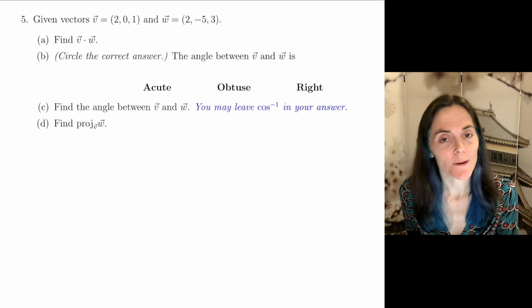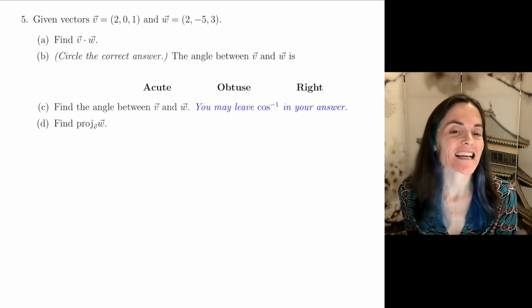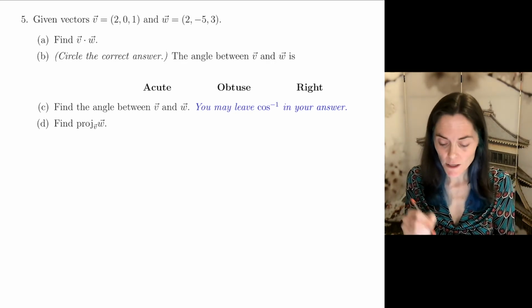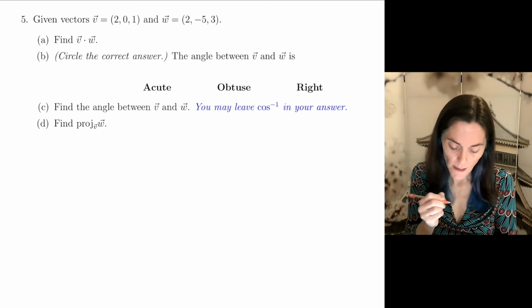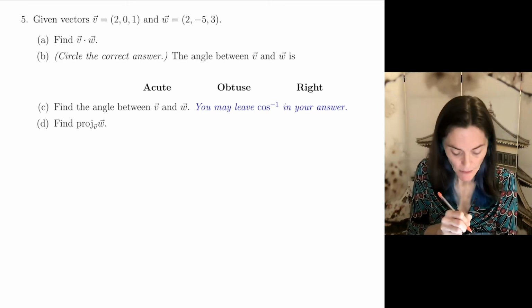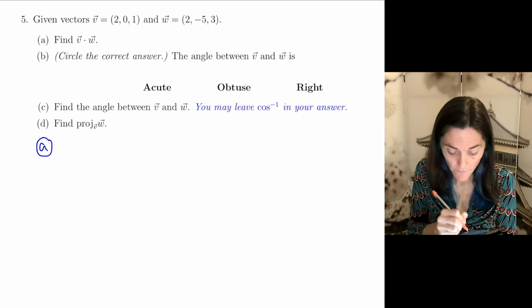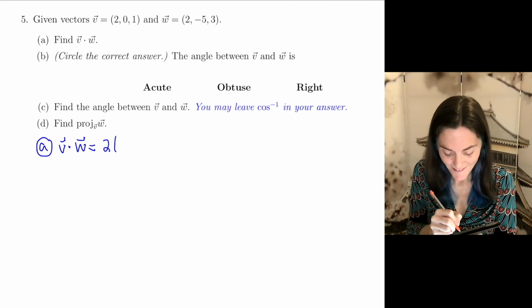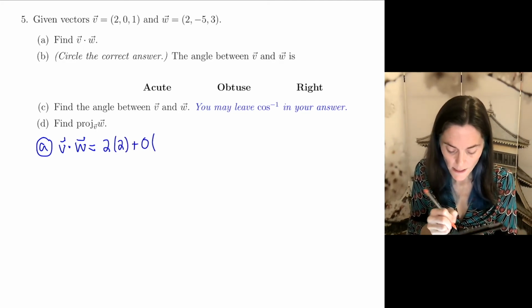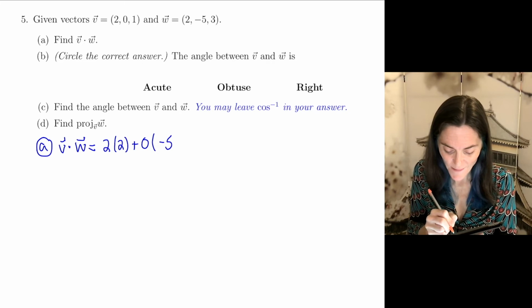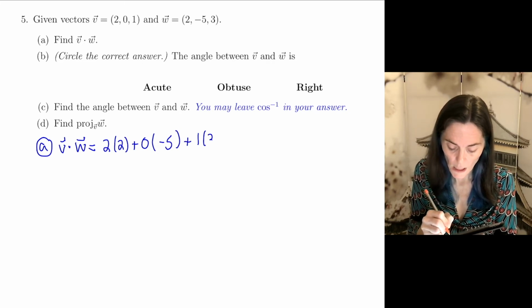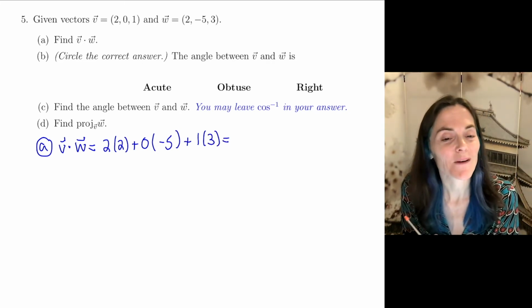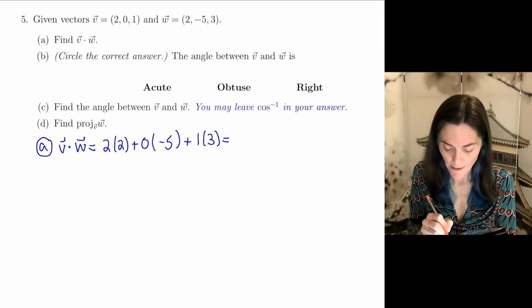Now we have a question from dot product and orthogonal projection. We're given 2 vectors in R3, V and W, and we want to do multiple things. Letter A, we want to find V dot W. We take V dot W. This would be 2 times 2 plus 0 times -5 plus 1 times 3. And then we notice this is 4 plus 3, this is 7.